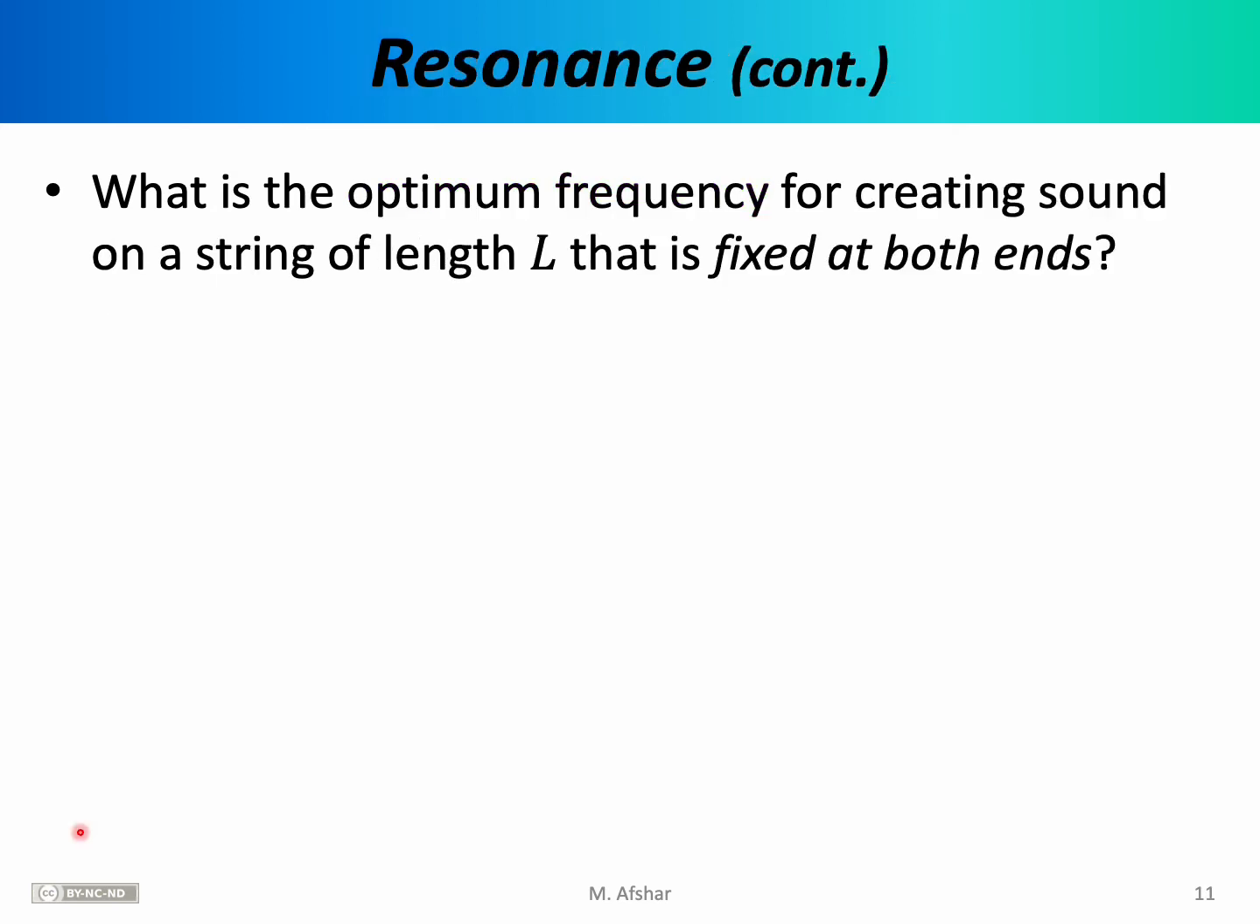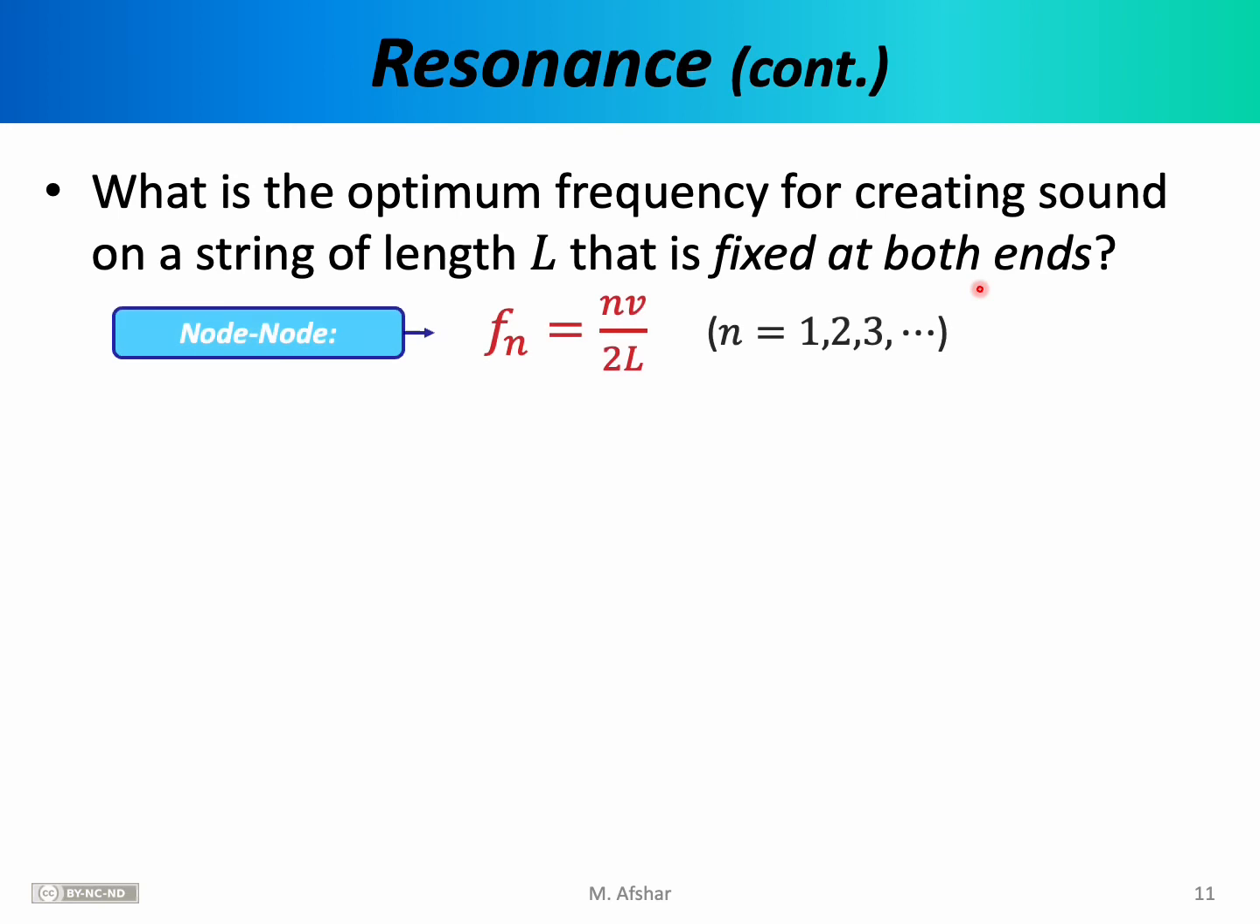A little more precisely, we could talk about the resonance frequencies or optimum frequencies for creating sound on a string of length L that is fixed at both ends. In this case, those optimal frequencies or resonance frequencies for the node-node boundary condition would be given by this formula here. N, as usual, is the positive integers, 1, 2, 3, and so on. V is the speed of the sound waves, and L is the length of the string.